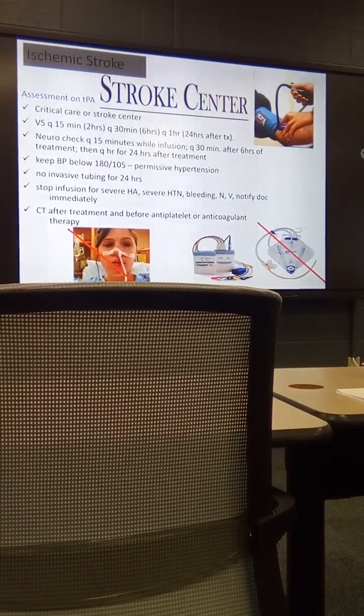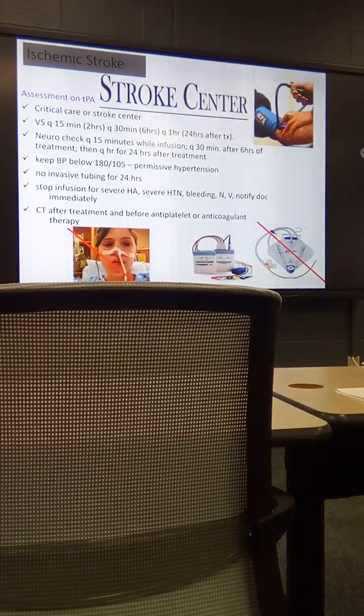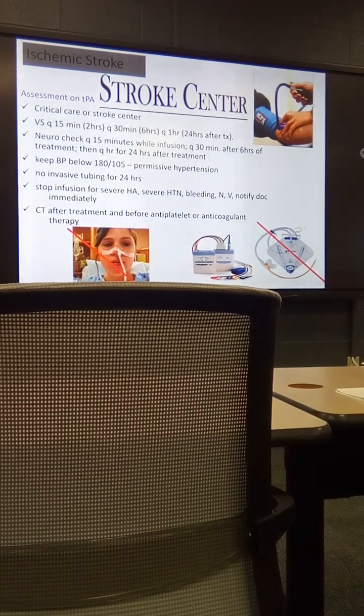No invasive tubing, we already talked about that. No IVs, no NGs, no Foley after the TPA is started. Stop the infusion for severe headache, severe hypertension, bleeding, nausea, vomiting. What is the worst headache of your life? And projectile vomiting.